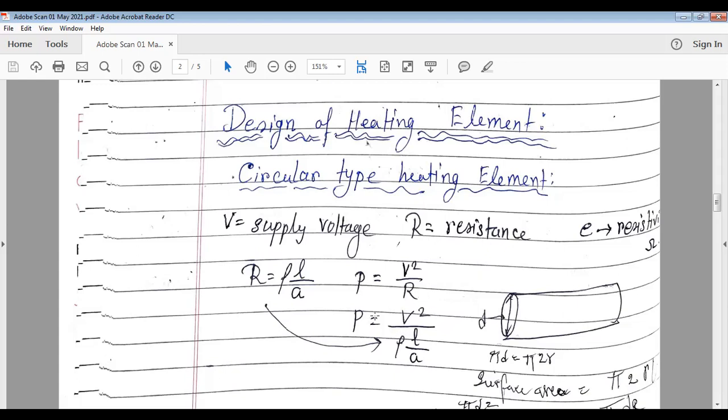So now P equals V square by this formula, where R is replaced by rho into L by A. You know L is the length, and A is the cross-section area.